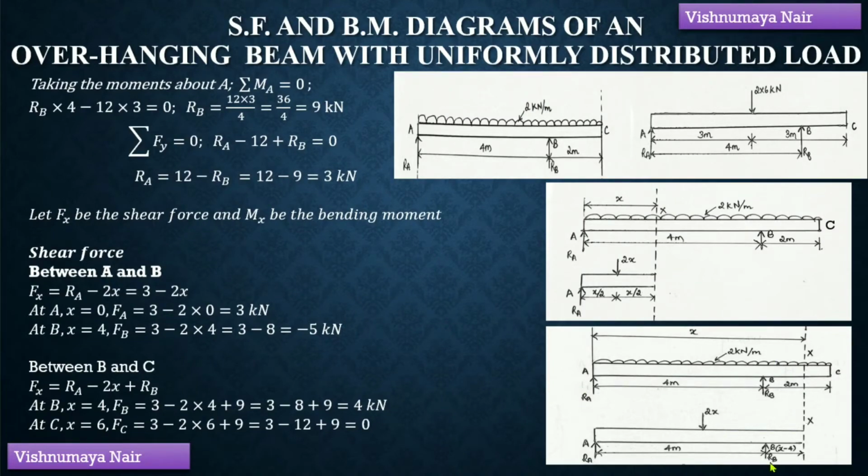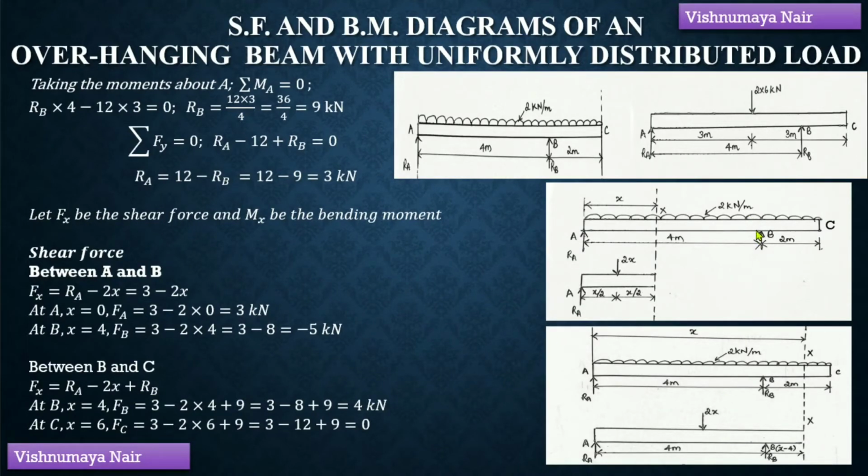Now, on the left portion of the section, we have 2 reaction forces RA and RB acting in the upward direction and a point load 2x acting in the downward direction. Any force acting in the upward direction on the left portion of the section will be considered as positive, and any force acting in the downward direction on the left portion of the section will be considered as negative. Therefore, the resultant of the forces acting at this section, that is the shear force at this section, will be equal to plus RA minus 2x plus RB.